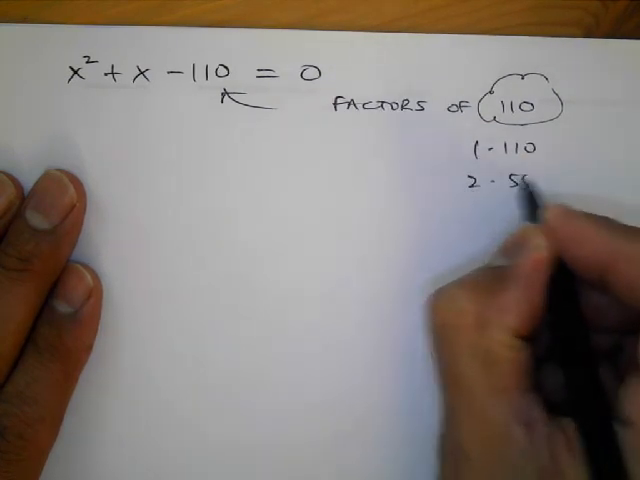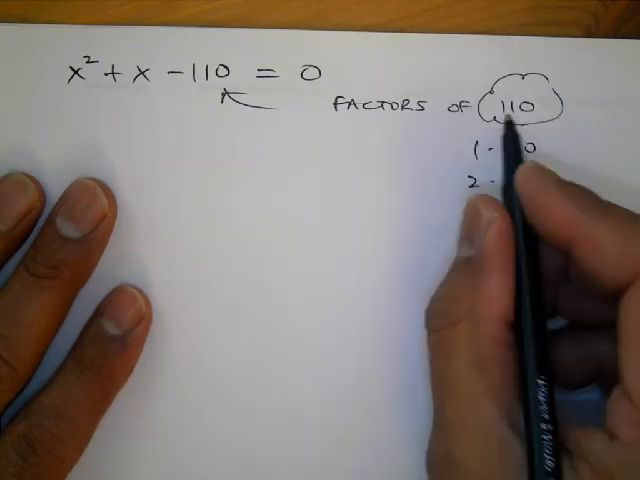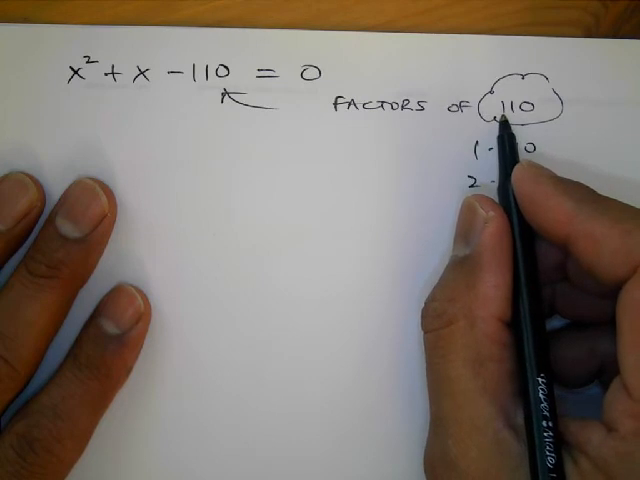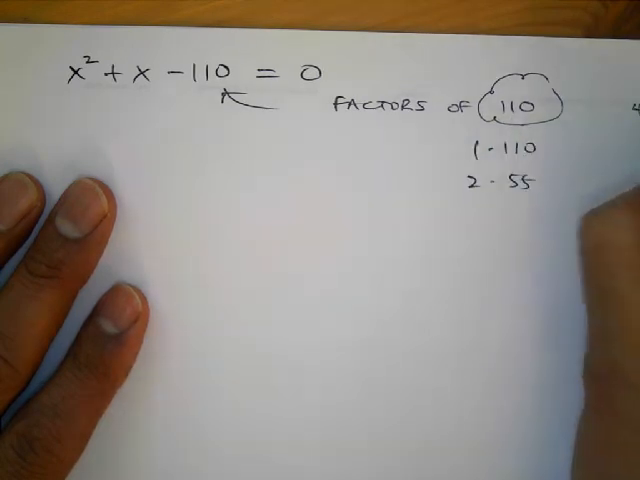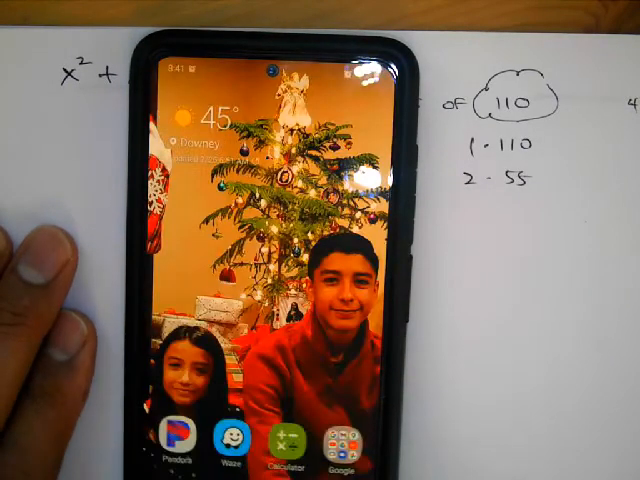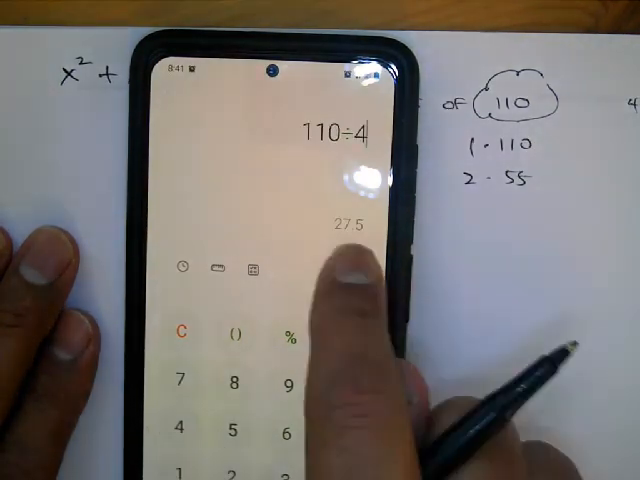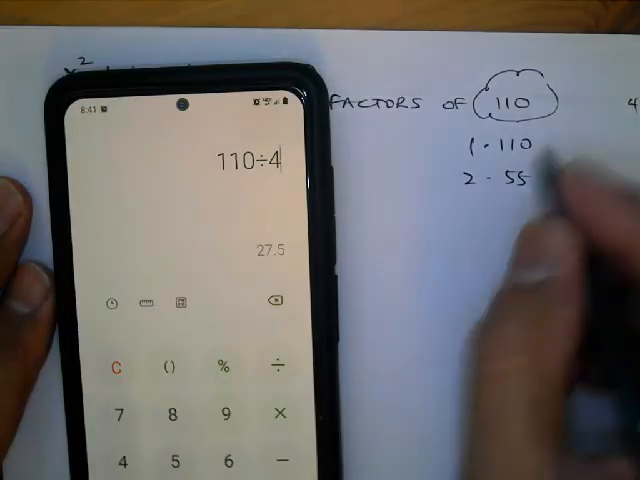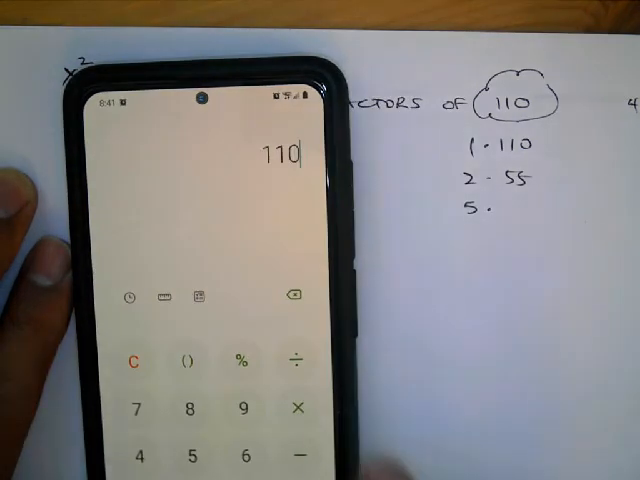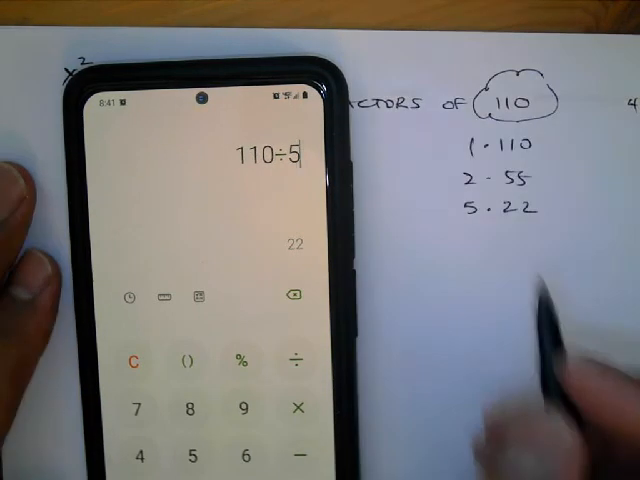Factors of 110 are 1 times 110, 2 times 55, 3. Does 3 go into 110? Let's see, 3, no. Does 4 go into 110? 4 times 2, I think it does. I don't have a calculator, I should. Let me use my phone. How do I know if it goes? You divide it, right? 110 divided by 4. Oh, no, it doesn't. It gives you a decimal. 5. 110 divided by 5. I know that one works. 110 divided by 5, 22.